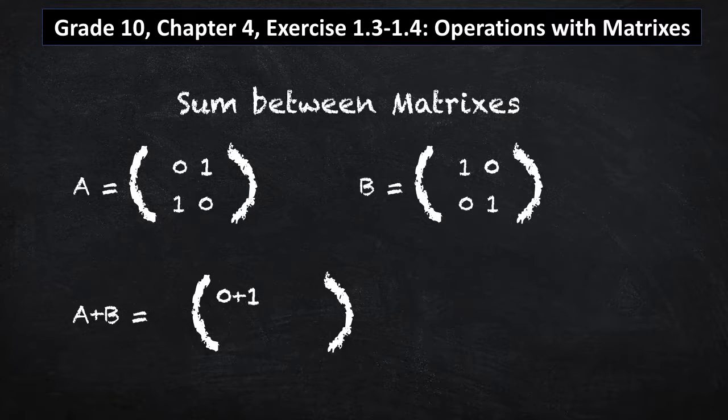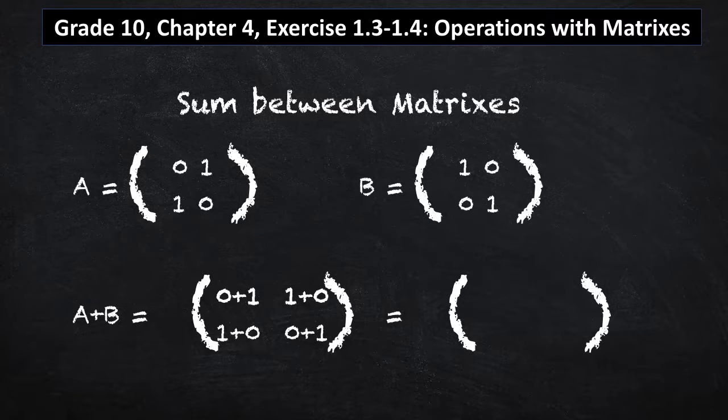The element 1, 2 of the matrix A plus B will be the sum between the element 1, 2 of the matrix A and the element 1, 2 of the matrix B. So forth and so on, and the second row becomes like this. And what we get at the end, we just have to compute the sums that we have written in all the different positions, and we find that A plus B is equal to the matrix 1, 1, 1, 1. That is also a 2 by 2 matrix, as we have said at the beginning.